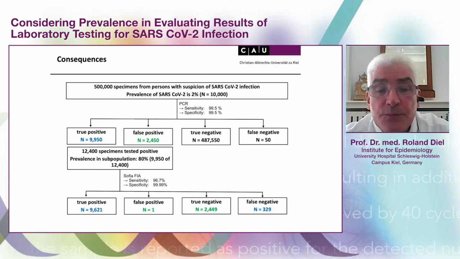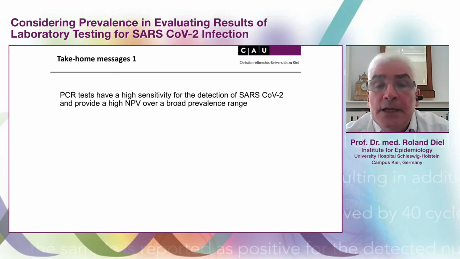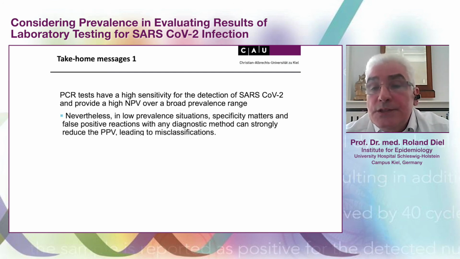So this concludes the bulk of my presentation. Let's now review a couple of take-home messages I have for you. PCR tests have a high sensitivity for the detection of SARS coronavirus 2 and provide a high negative predictive value over a broad prevalence range. Nevertheless, in low prevalence situations, specificity matters, and false positive reactions with any diagnostic method can strongly reduce the positive predictive value, leading to misclassifications.